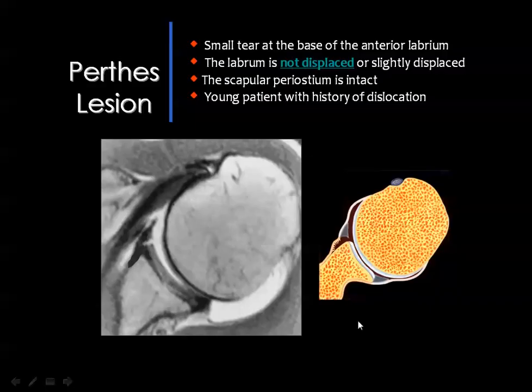Then we came to a second lesion which affects the anterior labrum, and this is known as Perthes lesion. By Perthes lesion, we mean that the base of the anterior labrum is torn, but the labrum is not displaced. Of course, the periosteum connecting the labrum to the scapula will remain intact. And this is an example, a diagrammatic example. You see the anterior labrum is separated, it's minimally displaced, or even, as you can see here, not displaced.